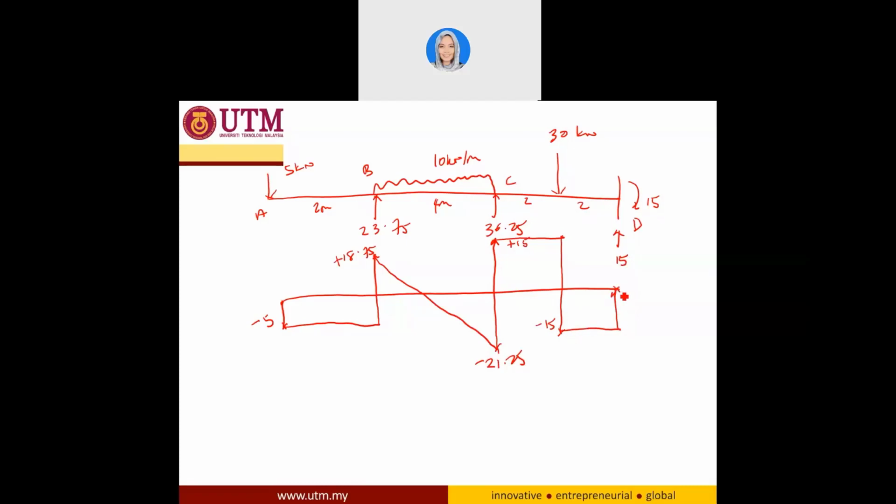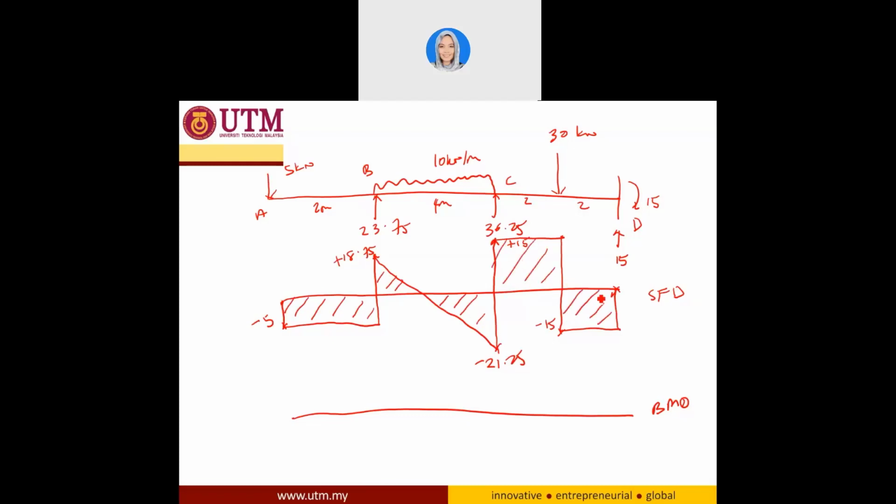Okay, and so it's easy as that. You can look into here. This is my shear force diagram. In order for me to draw my bending moment diagram, it is the area of shear force diagram. So I have to calculate what is the area over here, what is the area over this one, what is this area.